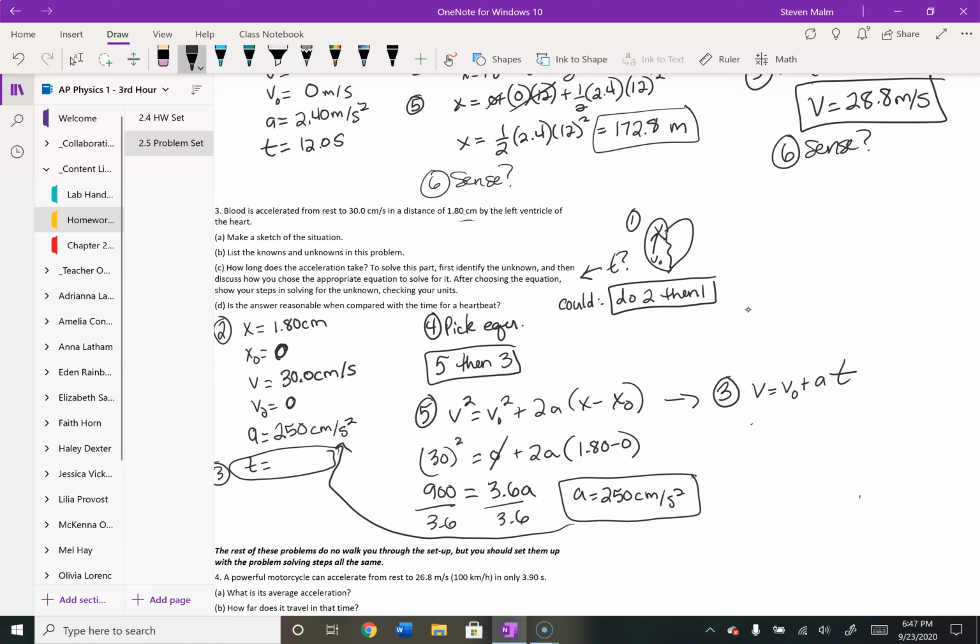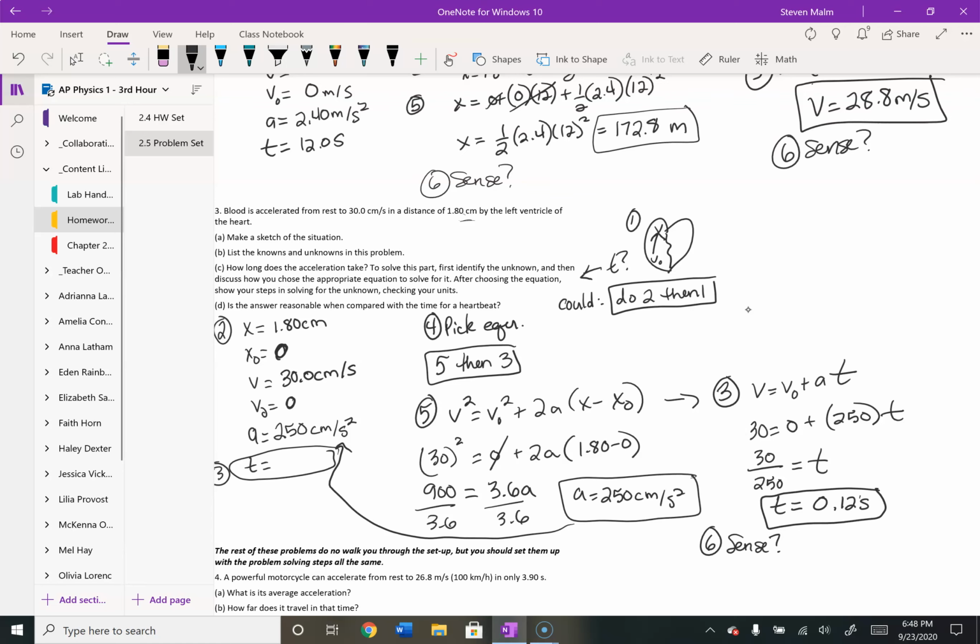Then in step 3, I'm going to go ahead and solve for that t using that acceleration. When I do that, I'm going to get 30 over 250, which equals t. So t equals 0.12 seconds. All right. Our very last question says, does it make sense?